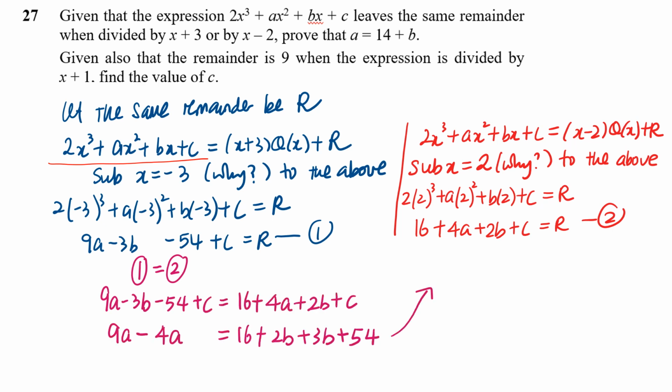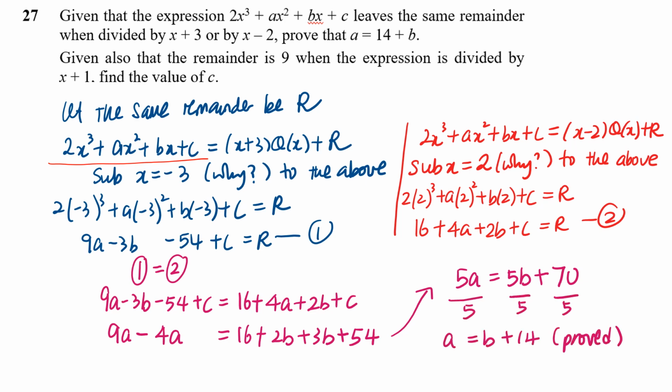And then you realize that you can get rid of your c, because you have c on the left, c on the right, and c minus c equals to 0. The next thing is divide throughout by 5. Right, and then you get a equals to b plus 14, proven. Okay, I realized that you still need to do part C.